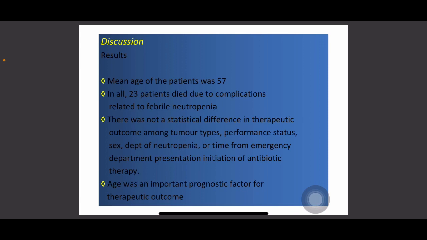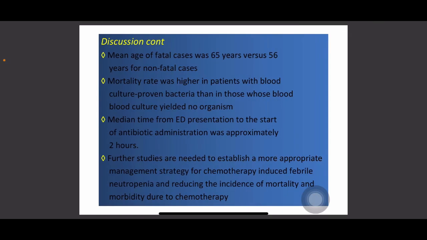Age was an important prognostic factor for therapeutic outcome. The mean age of fatal cases was 65 years versus 56 years for non-fatal cases. Mortality rate was higher in patients with blood culture proven bacteria than in those whose blood cultures yielded no organism. Median time from ED presentation to the start of antibiotic administration was approximately 2 hours. Further studies are needed to establish a more appropriate management strategy for chemotherapy-induced febrile neutropenia and reducing the incidence of mortality and morbidity due to chemotherapy.